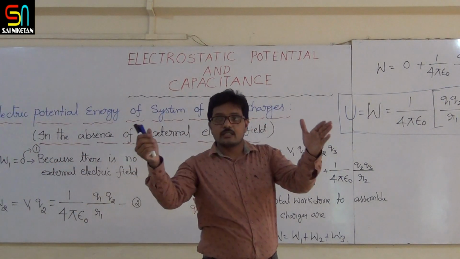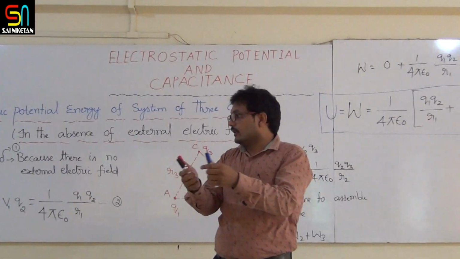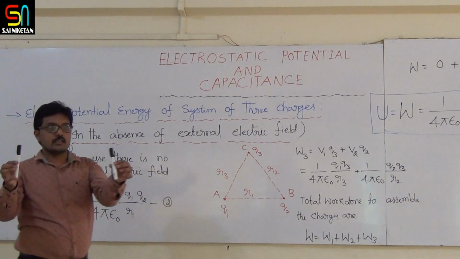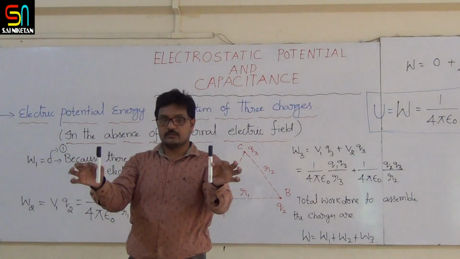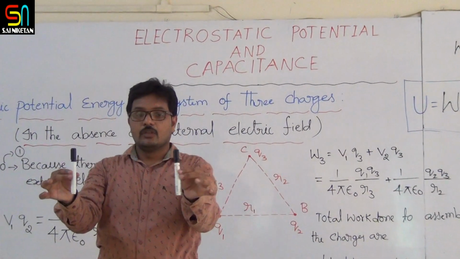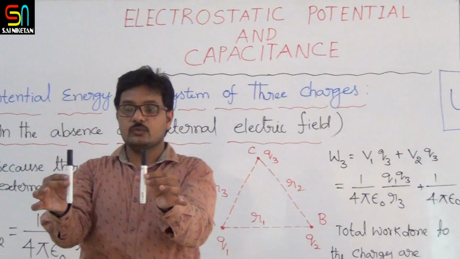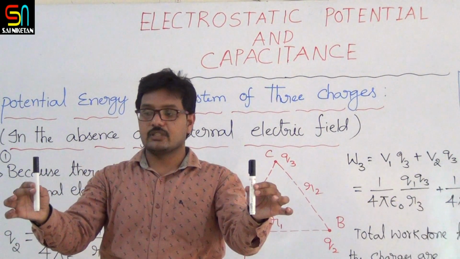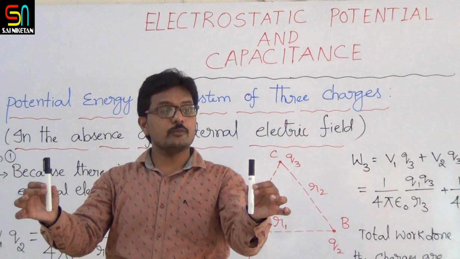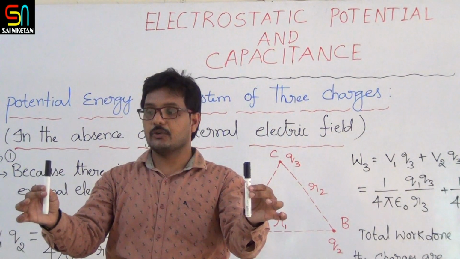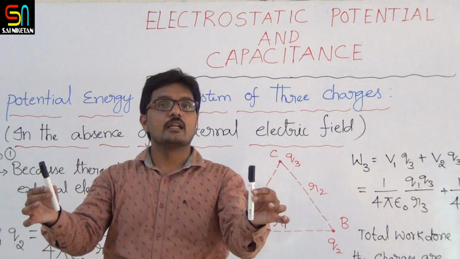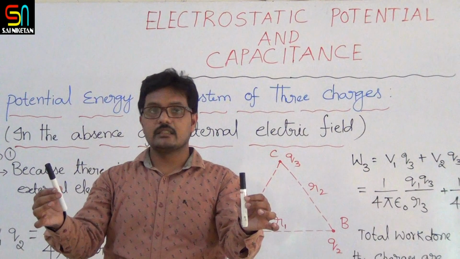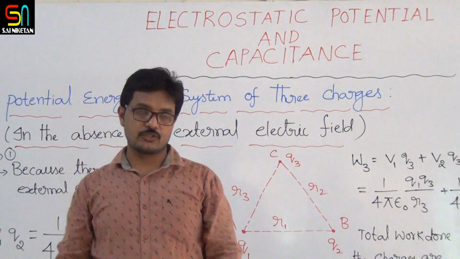If the charges are like charges, we know that like charges repel each other. For example, I am taking two like charges separated by a distance, and they repel each other. So when the two charges are repelling each other, there is stored potential energy. That stored potential energy is in the form of kinetic energy. So when the charges are like charges, the potential energy will be positive.